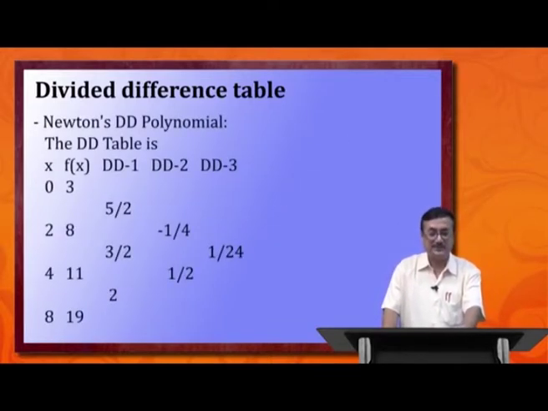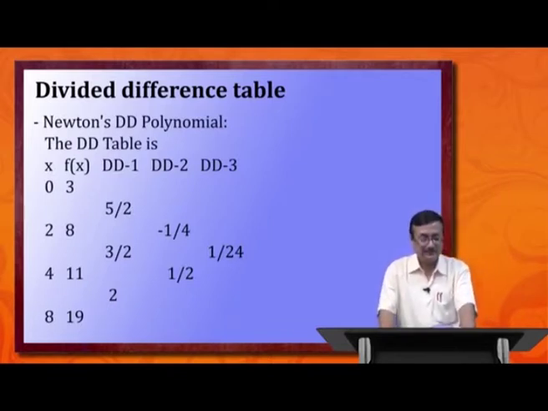If we follow Newton's divided difference polynomial, the divided differences are 5/2, 3/2 and 1. The second order divided differences come out to be -1/4 and 1/12, and the third order divided difference is 11/24. Then the divided difference polynomial comes out to be this one, and observe that this is the same polynomial we have obtained using Lagrange's polynomial.